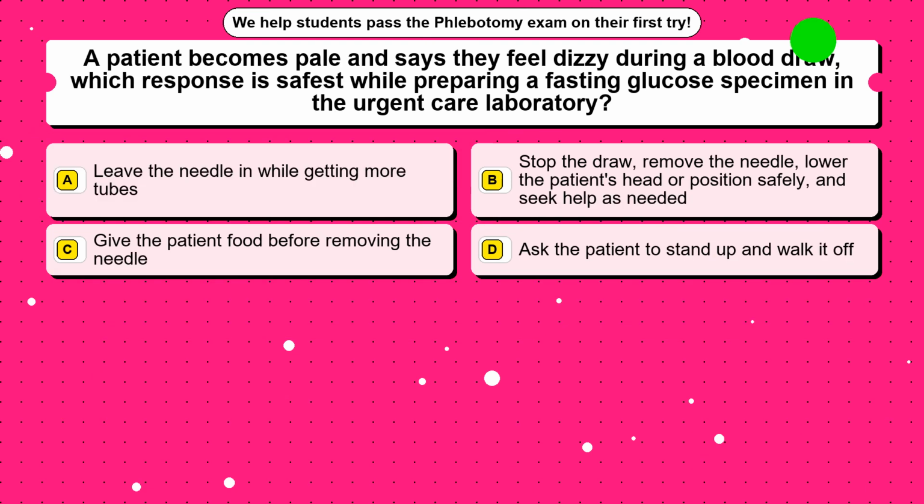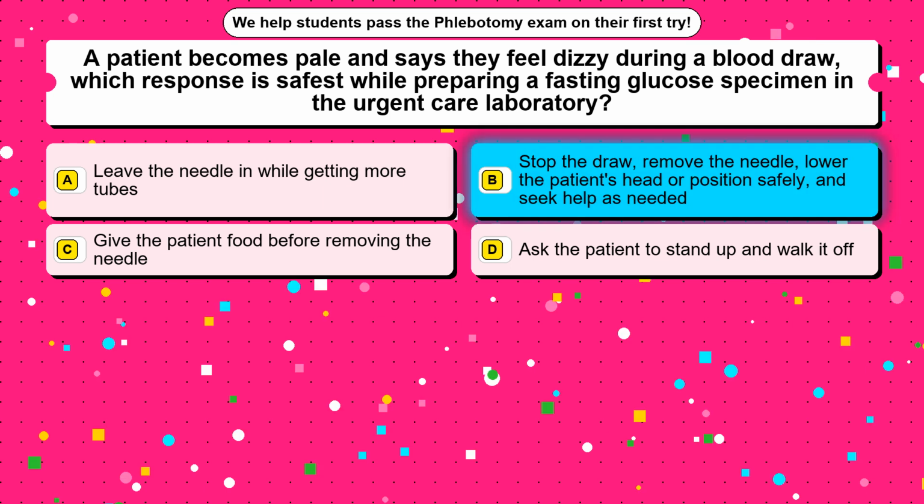Question 15. A patient becomes pale and says they feel dizzy during a blood draw. Which response is safest while preparing a fasting glucose specimen in the urgent care laboratory? Option A. Leave the needle in while getting more tubes. Option B. Stop the draw, remove the needle, lower the patient's head or position safely, and seek help as needed. Option C. Give the patient food before removing the needle. Option D. Ask the patient to stand up and walk it off.